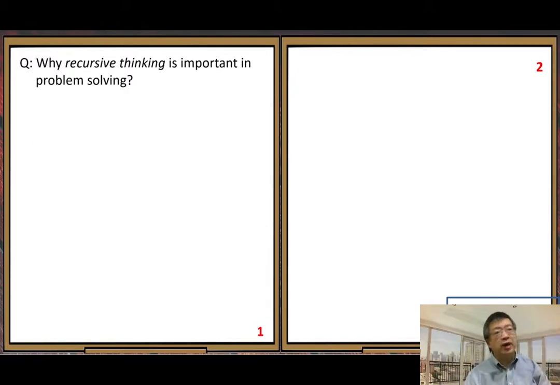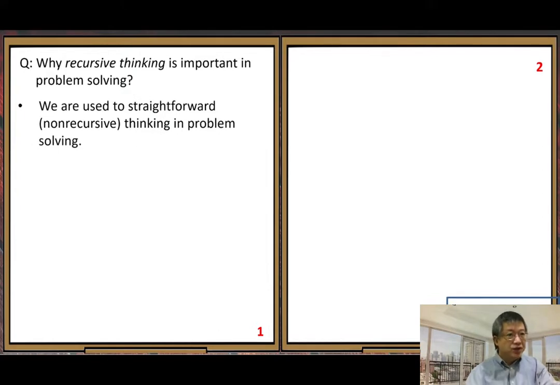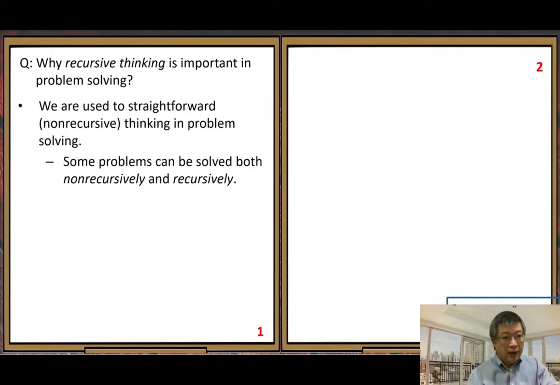But the recursive way is quite different. The recursive way has some big differences if we compare it with usual thinking. So let us understand this question first. We're used to straightforward, non-recursive thinking in problem solving. But we noticed some problems can be solved in both ways, the non-recursive way and the recursive way. And we would like to compare them.